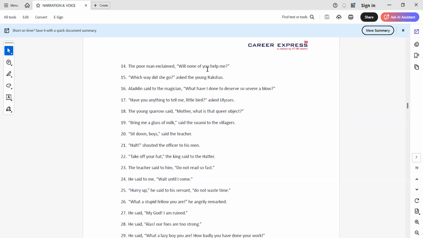The young Rakshas asked which way. How will you change this sentence? First identify the tense. Simple past will change to past perfect. Had gone. The young Rakshas asked which way she had gone. Not had she, she had, not in question. She had gone.